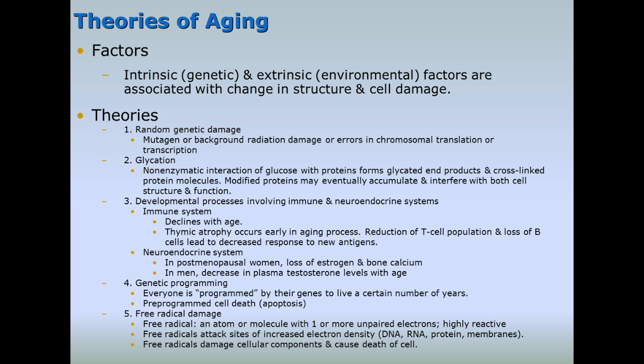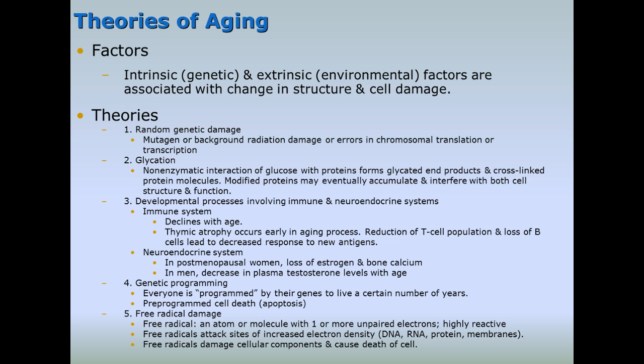So the different theories. The first one is random genetic damage. As you're walking around day-to-day life, there are different mutagens or radiation damage that can occur to your skin or through the things that you're eating or drinking. And this can cause chromosomal translocations and transcriptions and things, which can cause cells to replicate abnormally.